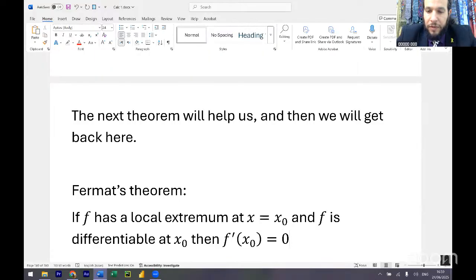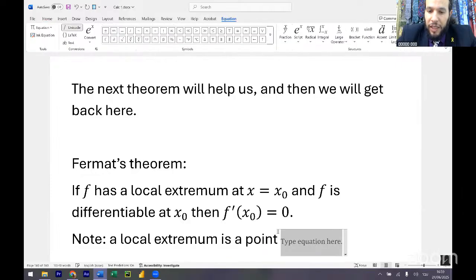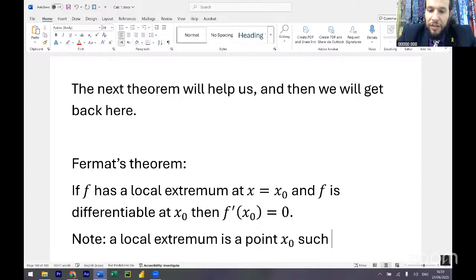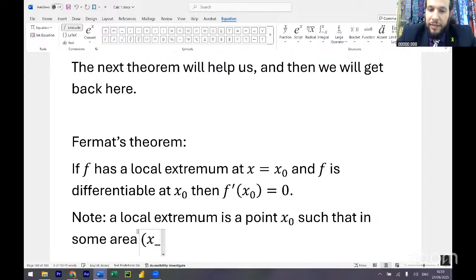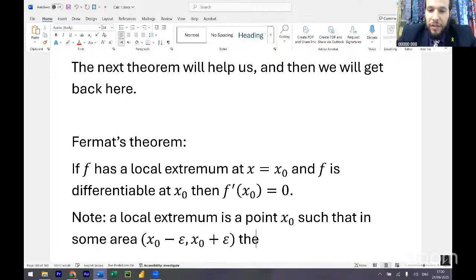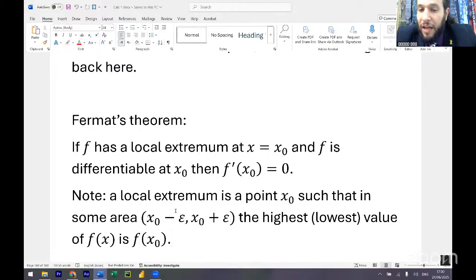That's Fermat's theorem. Note a local extremum is a point x0 such that in some area (x0 minus epsilon, x0 plus epsilon), the highest or lowest value of f of x is f of x0. It's the highest or lowest point within some double-sided area.